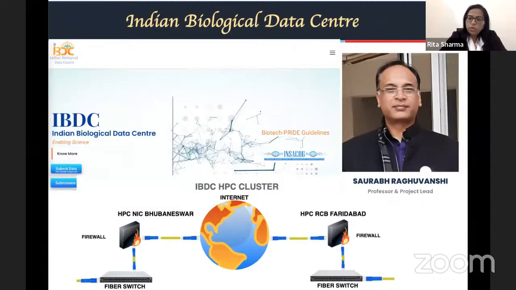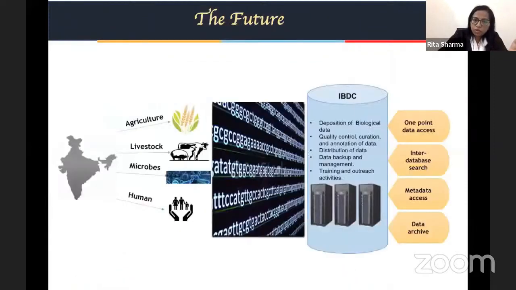And Dr. Saurav Raghuvanshi, who also played a very instrumental role in the rice genome sequencing project with Professor Akhilesh Tyagi at Delhi University, is leading this initiative, where they are trying to make an Indian database for all the different types of biological data that we generate in India using public funding, so that it would be accessible by Indian researchers. And the idea is that whether the data is coming from agriculture, livestock, microbes, humans, doesn't matter.